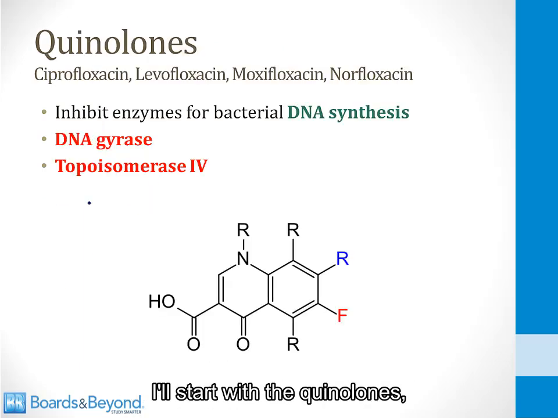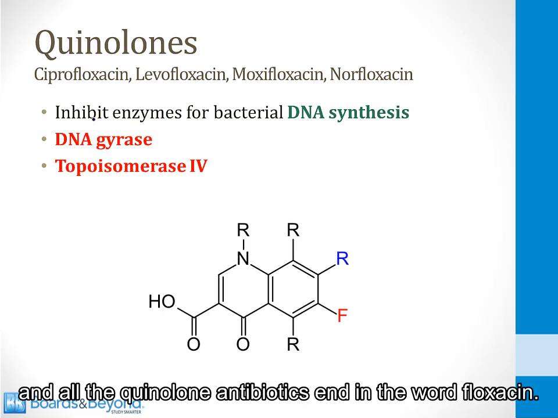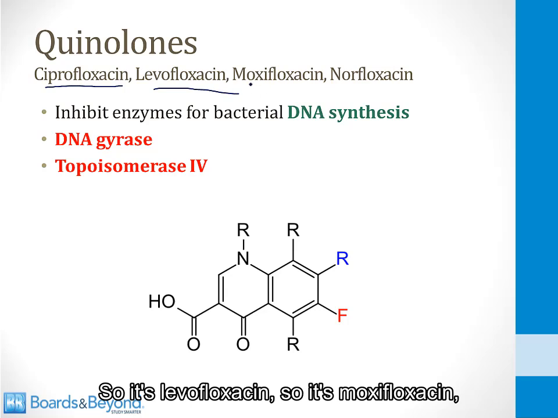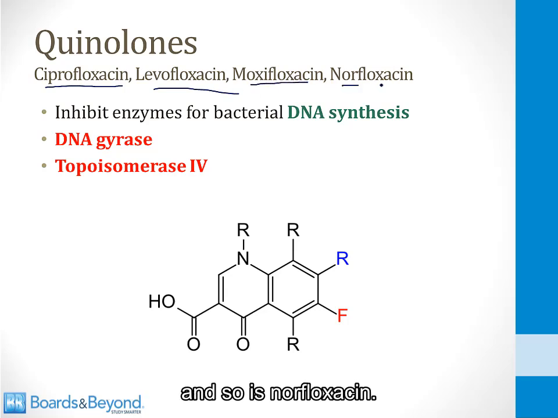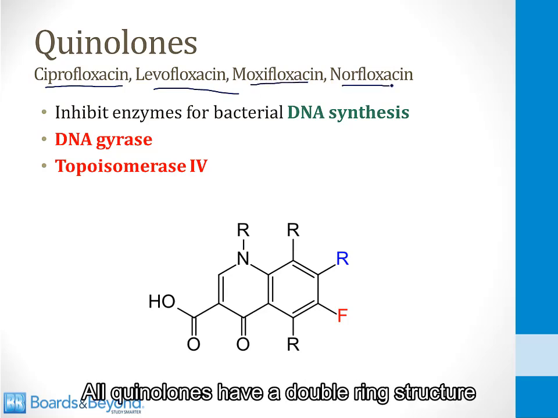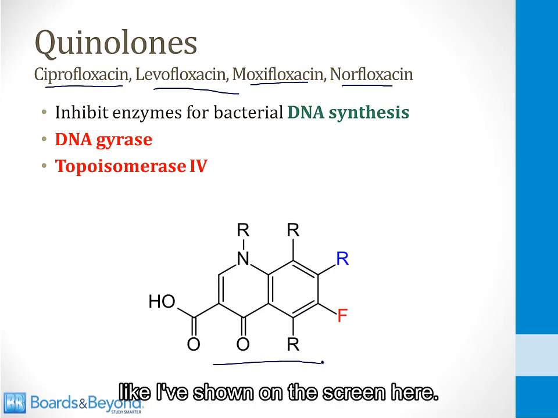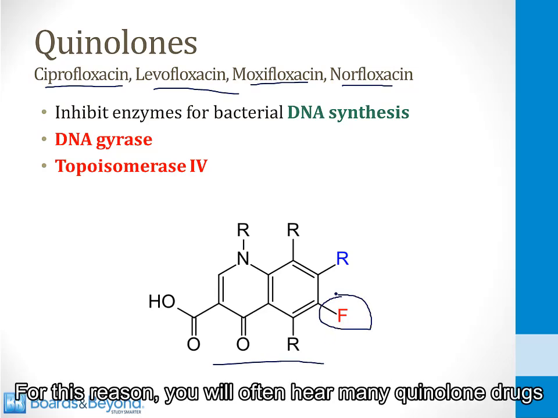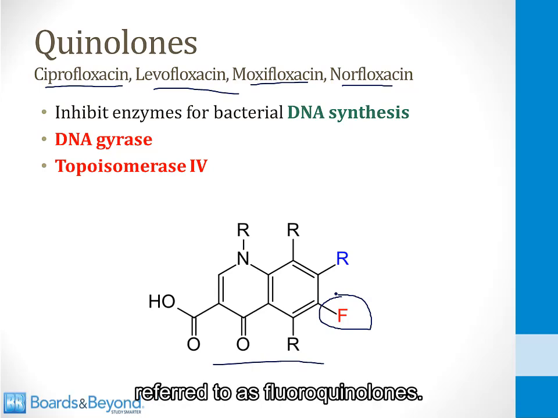I'll start with the quinolones, and all the quinolone antibiotics end in the word floxacin. So for example, ciprofloxacin is a quinolone antibiotic, so is levofloxacin, so is moxifloxacin, and so is norfloxacin. All quinolones have a double ring structure like I've shown on the screen here, and most of the quinolones also have a fluorine attached. For this reason, you will often hear many quinolone drugs referred to as fluoroquinolones.